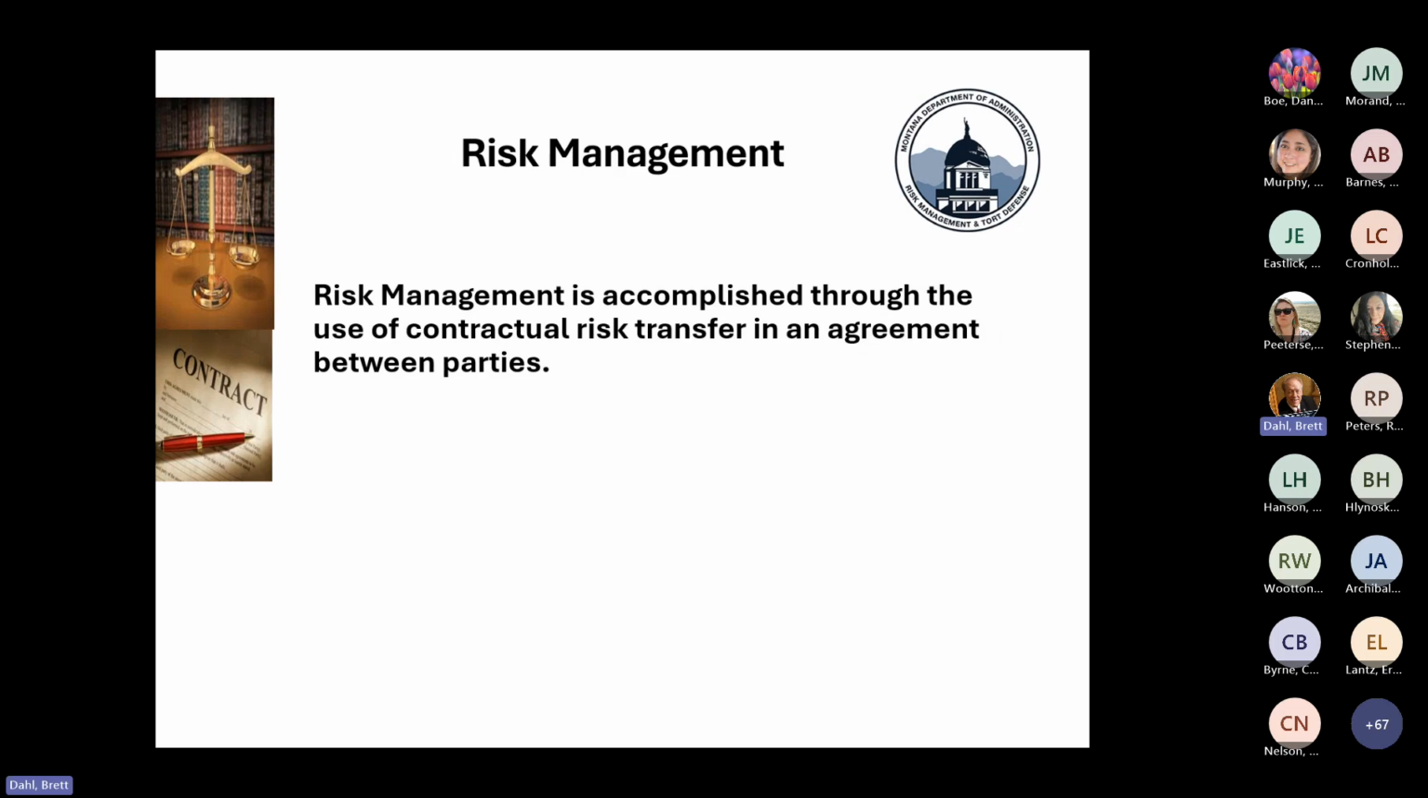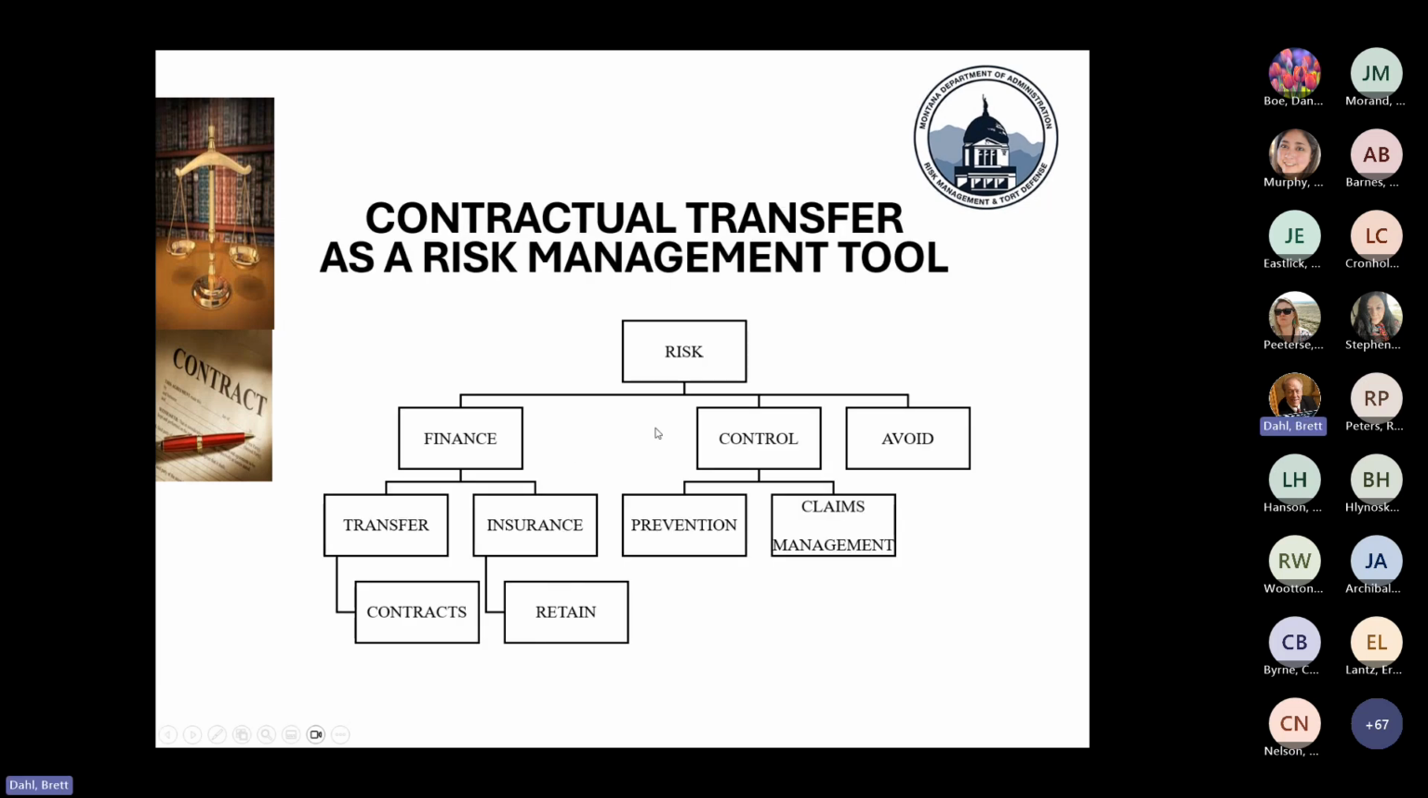Risk management, that's who we are, where we come in. What we're attempting to do with risk management is establish programs, processes, and policies to mitigate losses. It's good for our agencies and universities. It reduces the cost of insurance, and we're able to achieve this through contractual risk transfer in agreements between parties. I wanted to put together this overview of contractual transfer as a risk management tool.